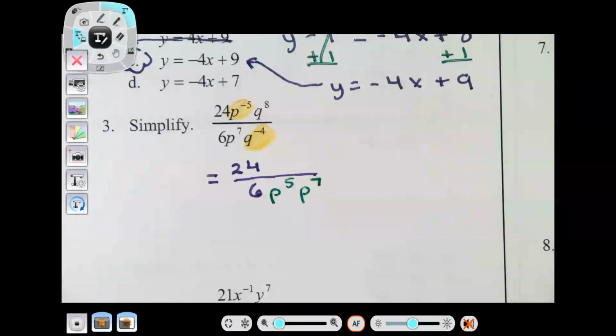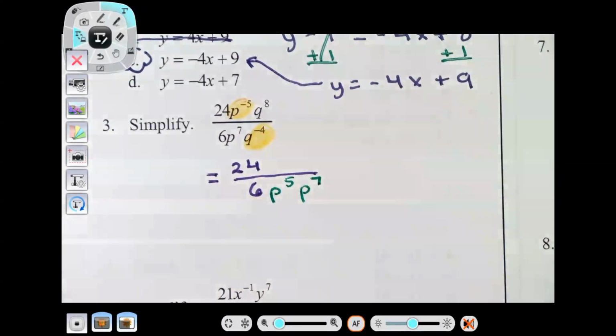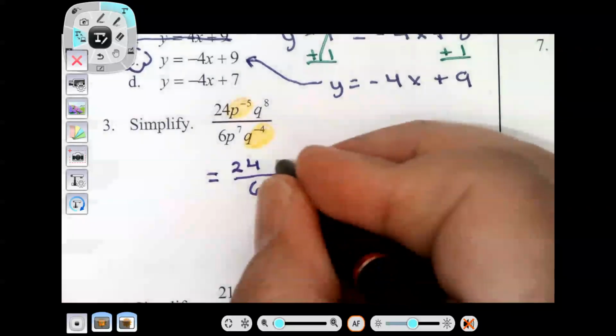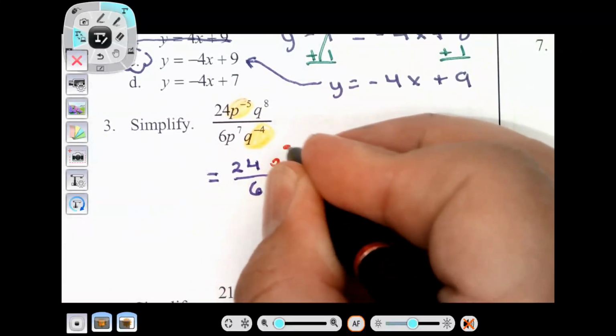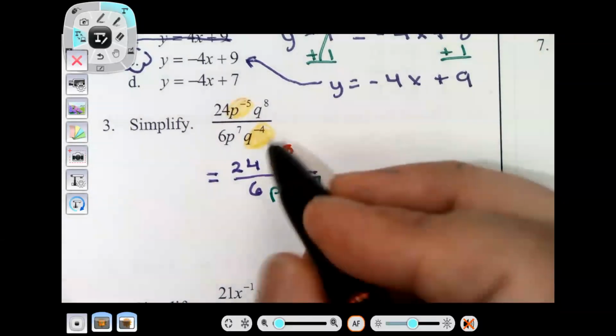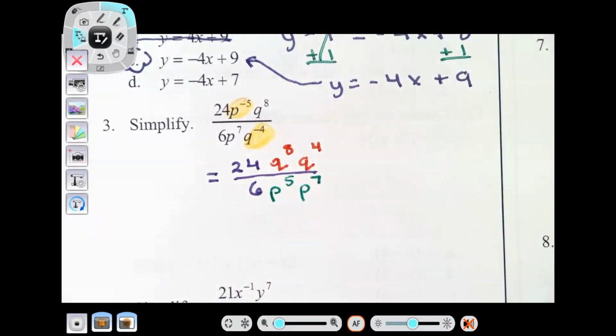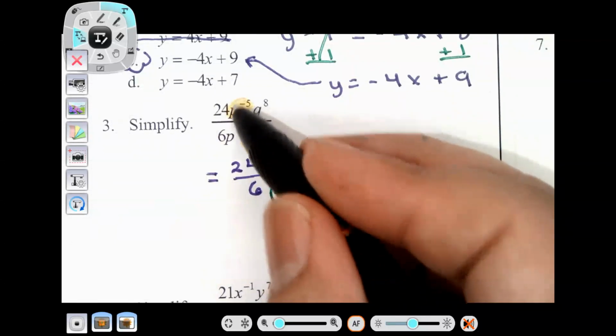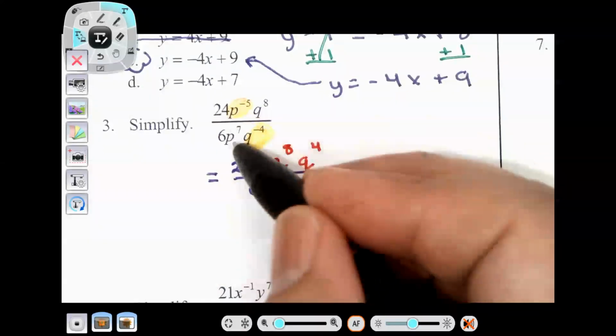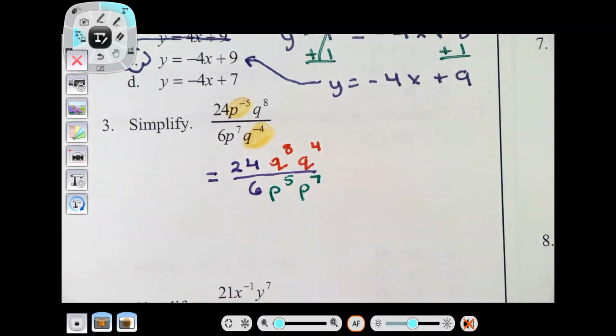Now I'm going to look at Q. This says Q to the positive power of 8. Well, then I'm going to leave it up there because it has a positive power. But that Q has a negative. Well, then I'm going to send it to the top. Remember, with a negative power, you change its location within a fraction. It's not about flipping necessarily.